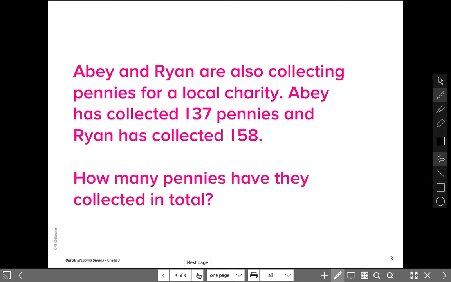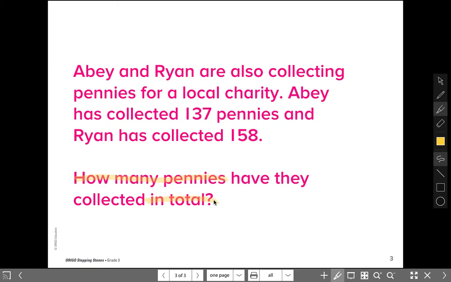Okay, so we read, now we have to consider what is that question asking. I don't want the whole question, just the key parts of it. Chase, what's that question asking? How many in total? How many pennies in total? Okay, oh, we're doing pennies again. Cool. Okay, now we need to plan. We've read, we've considered, now we need to plan. What are the important pieces of information that we need to solve this problem? Gabriel?